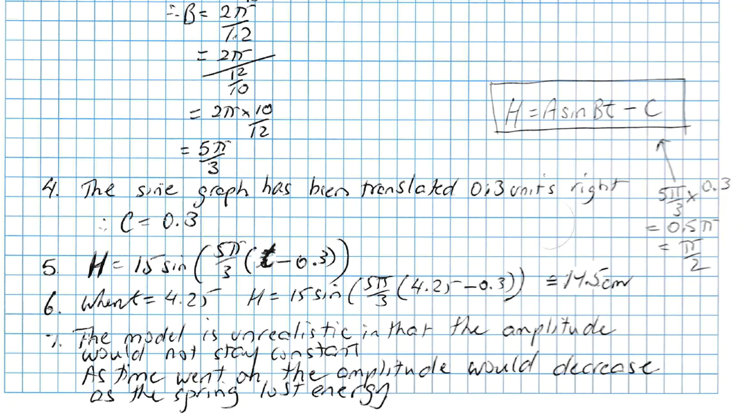The question said, is the model realistic, or why would it be unrealistic? I said the model is unrealistic in that the amplitude would not stay constant, wouldn't stay at 15. As time went on, the amplitude would decrease as the spring lost its energy. And here's another little hint about answering questions like that. When you answer a question like that, you should first of all answer in complete sentences. And secondly, a good hint is to try and answer in such a way that the reader can understand what the question was. If you read these sentences, it's clear what the question was that I was asked.